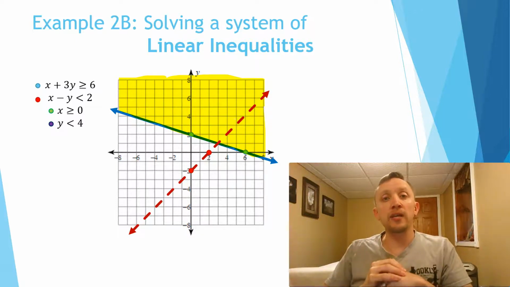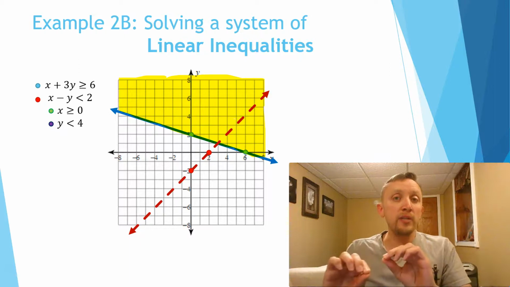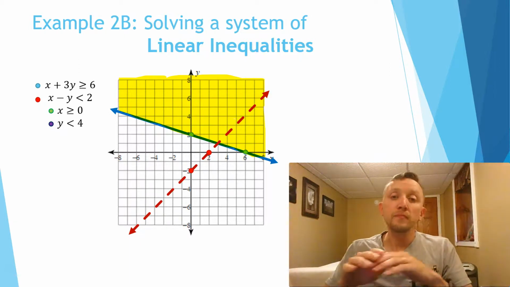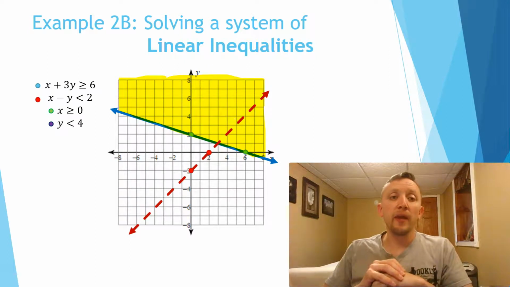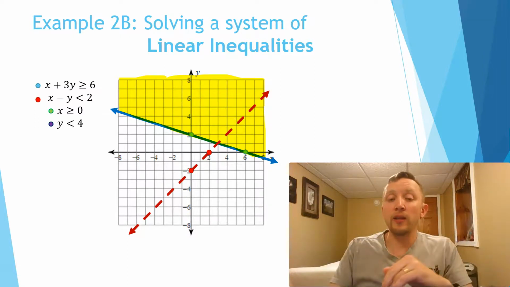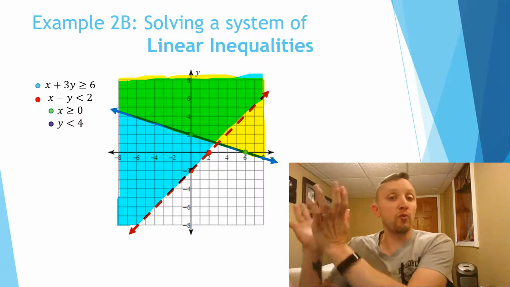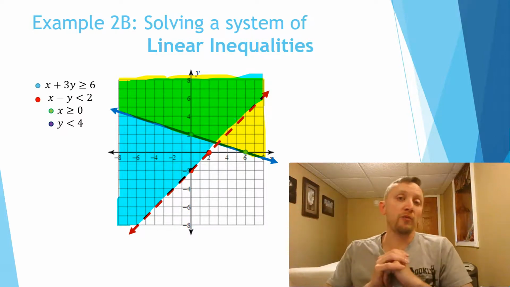So if we use, again, our test point, we can always use 0, 0 as long as it's not on the line. If it's on the line, just pick some other point. But we're going to use 0, 0 again. And when we do that, we would get 0 is less than 2. Yeah, that is a true statement. 0 is smaller than 2. So 0, 0 is above that red line, so we're going to shade everything above that red line. That means that green section right now is where my feasible region would be.